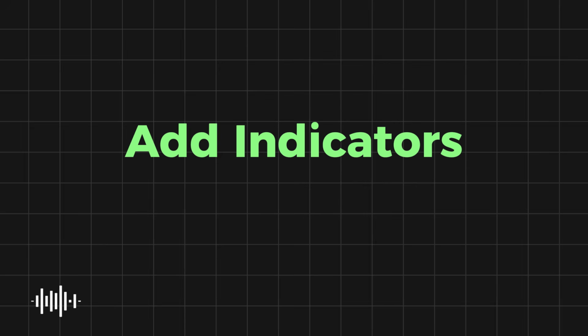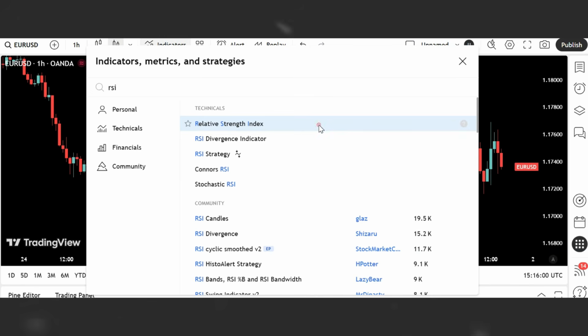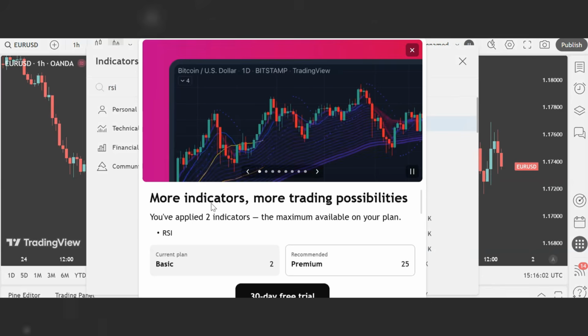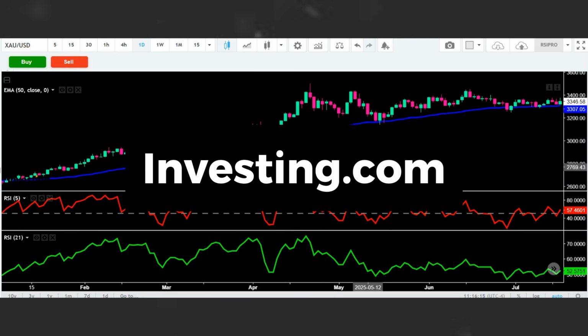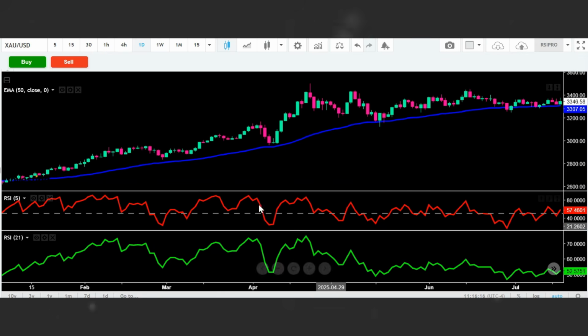Add indicators. As you may know, the free version of TradingView doesn't allow adding more than 2 indicators to the chart. Since many of you might not have the Pro version, I'll show you how to do this strategy on another completely free website, investing.com. First, let's add 2 RSI indicators to the chart.